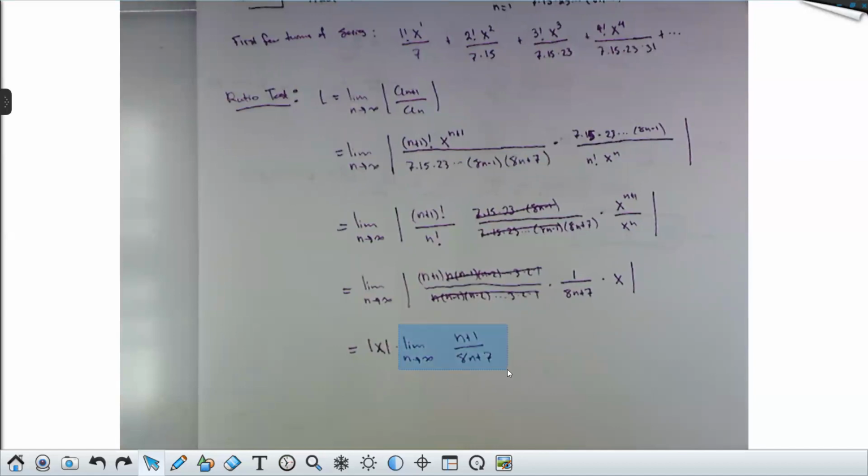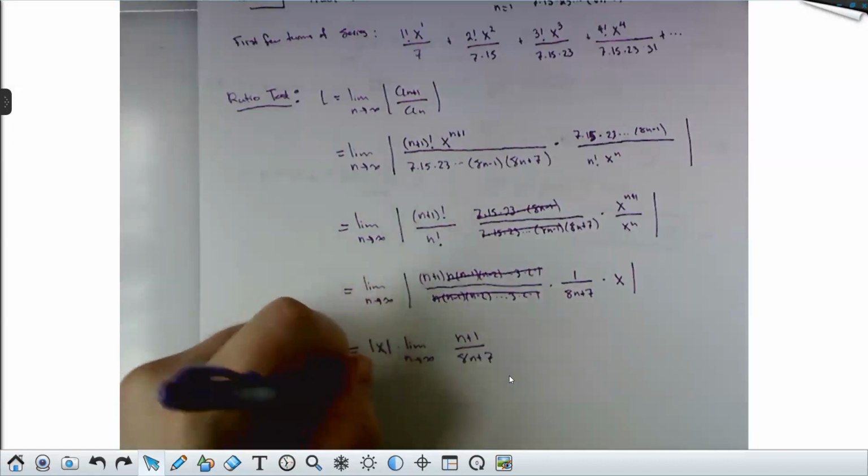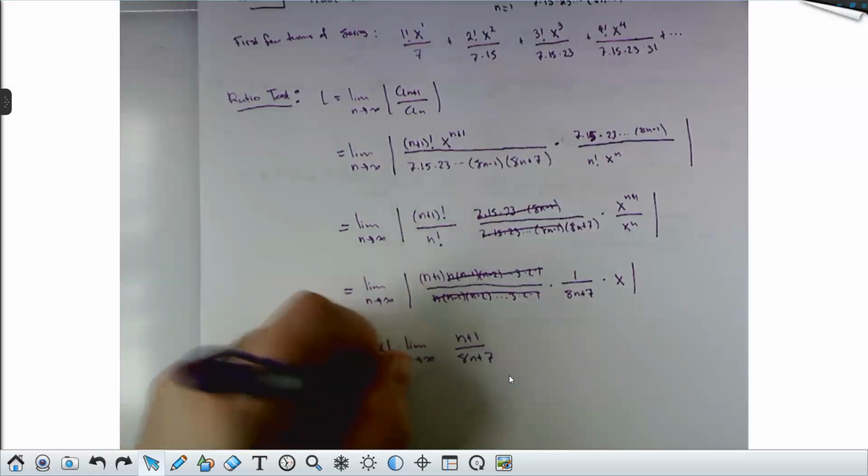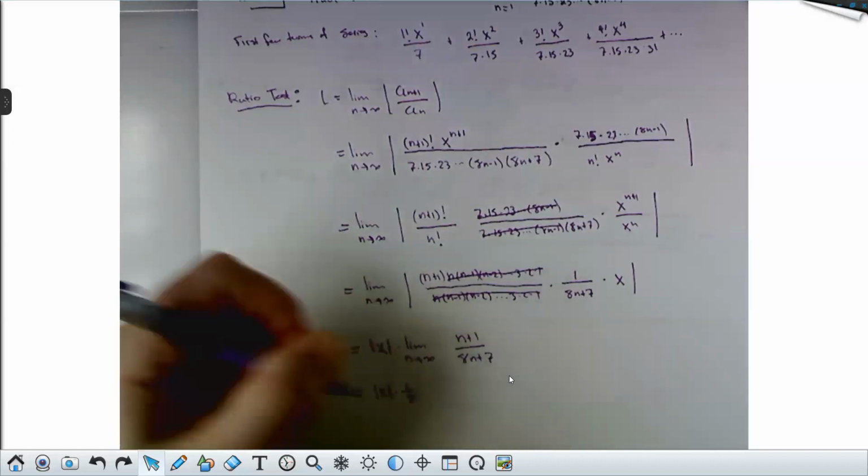Okay, what is this limit? One over 8. 1/8. Again, either by L'Hopital's rule or by renormalizing or by comparing the coefficients. So what we get here is the absolute value of x times 1 over 8.